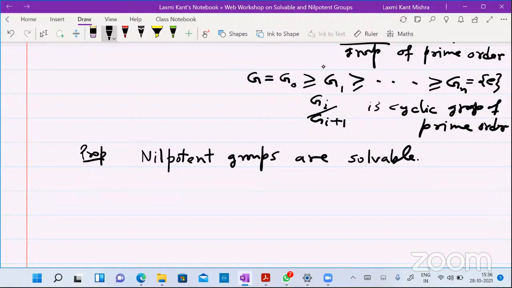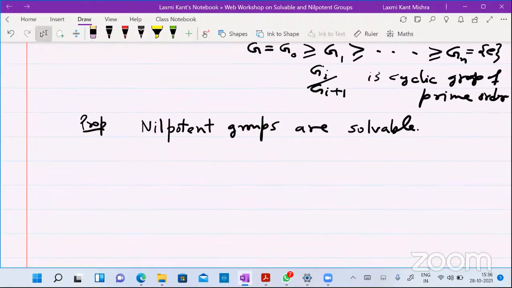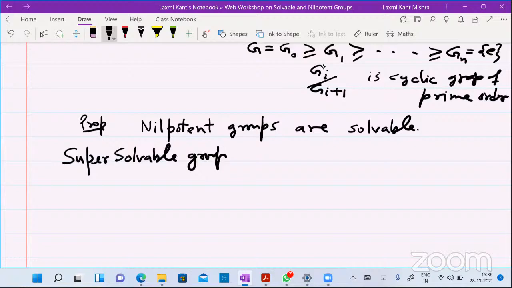Yes, it is. Obviously, it is very trivial. And another result is, suppose you know, I think you will be knowing what super soluble groups are. What are super soluble groups?